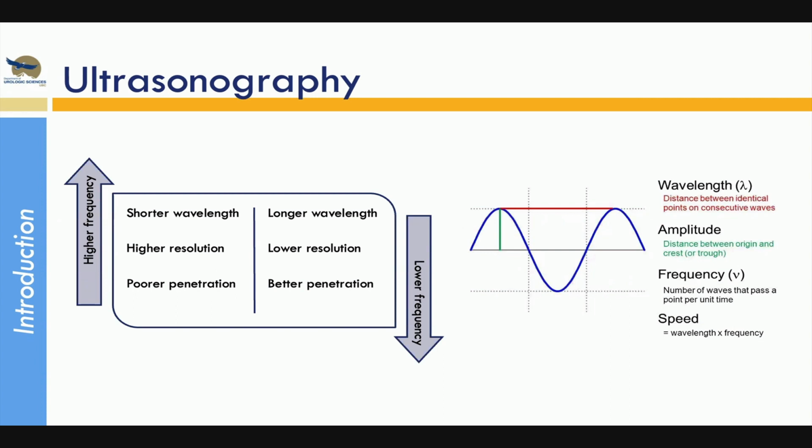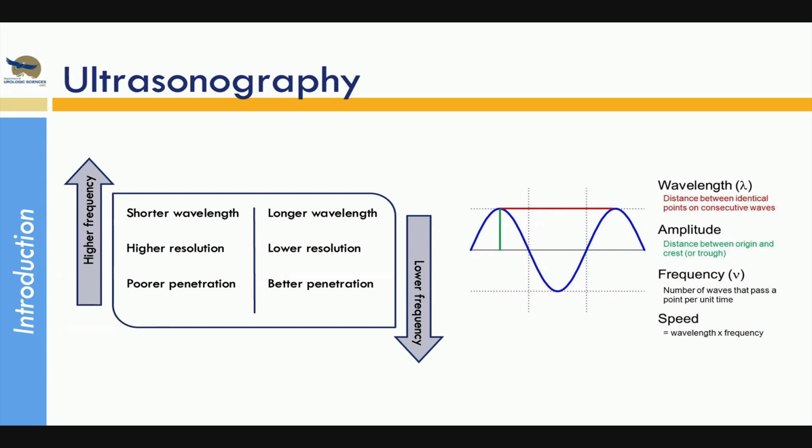It's important to understand the properties of the waves and how they change images. So a higher frequency wave will have a shorter wavelength, a higher resolution, but because of the shorter wavelength, they have poorer penetration, so you can't image as deep in the body. Versus a lower frequency sound wave will have a longer wavelength, but a lower resolution. But the other side of that, you get better or deeper penetration, so you can image things that are deeper.